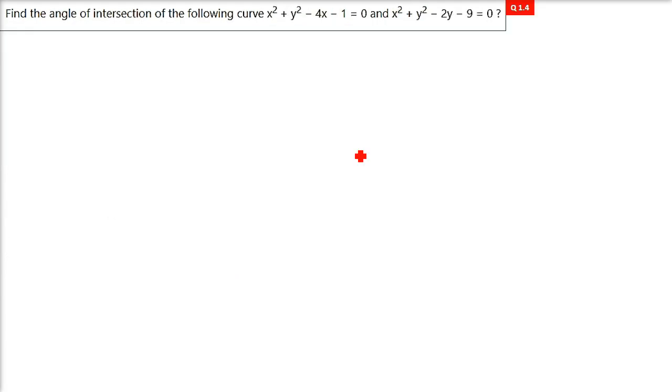Now this question seems a bit different. So the first step which everyone has to follow, I'll start with that and see where we land up. So I am going to solve these two equations, because the angle of intersection of these curves can only be found when we have the point of intersection of the curves. We have x square plus y square. You can write it as 4x plus 1, and this x square plus y square, which is 4x plus 1, can be put in the second equation. Minus 2y minus 9 is already there.